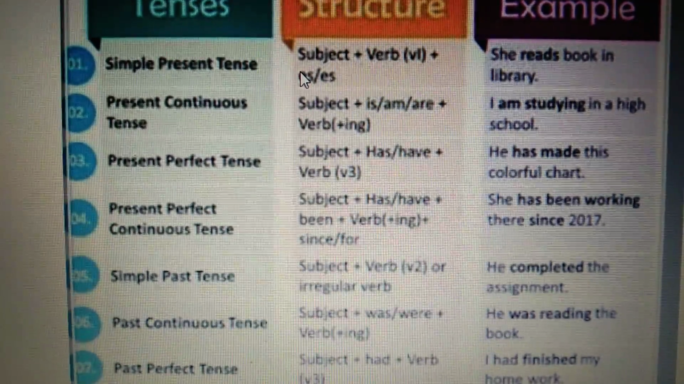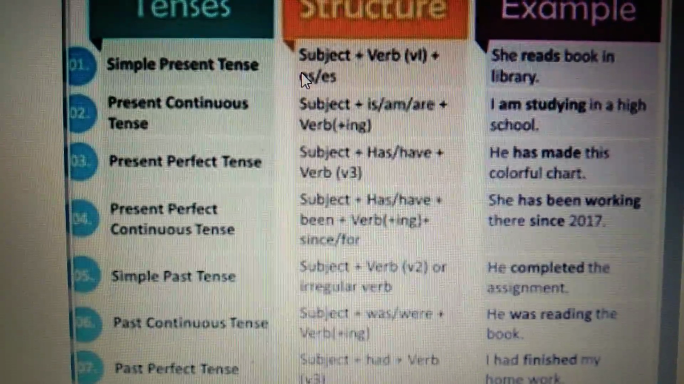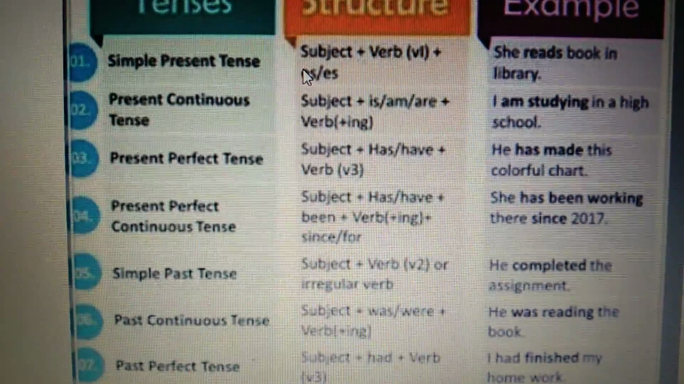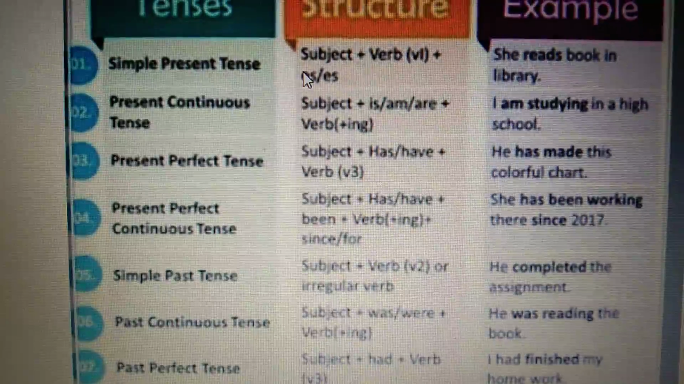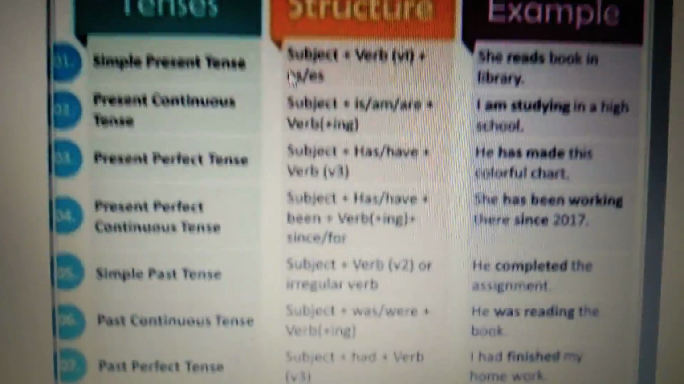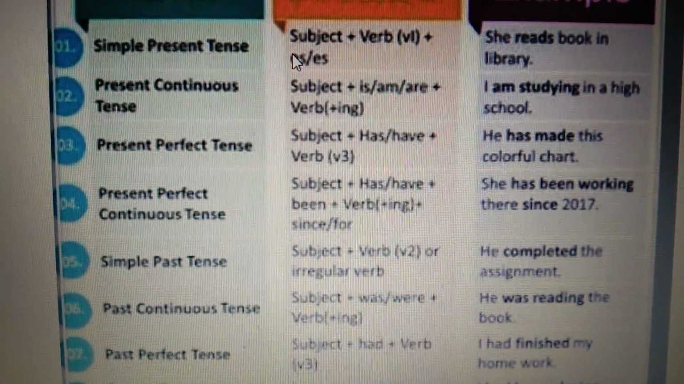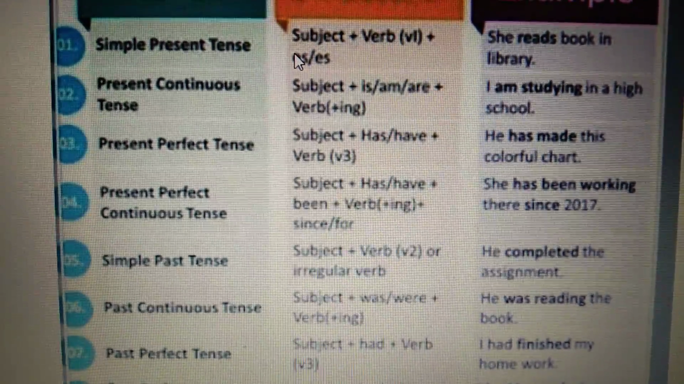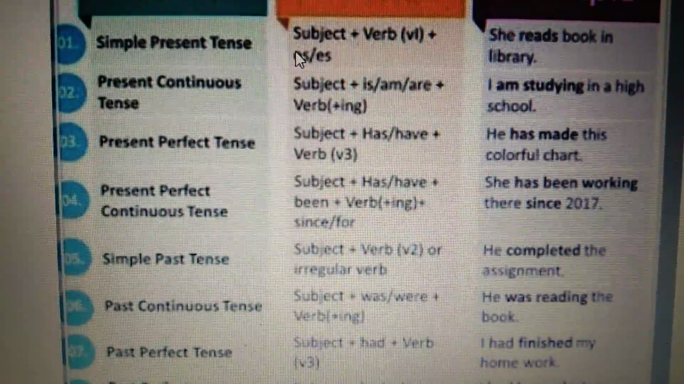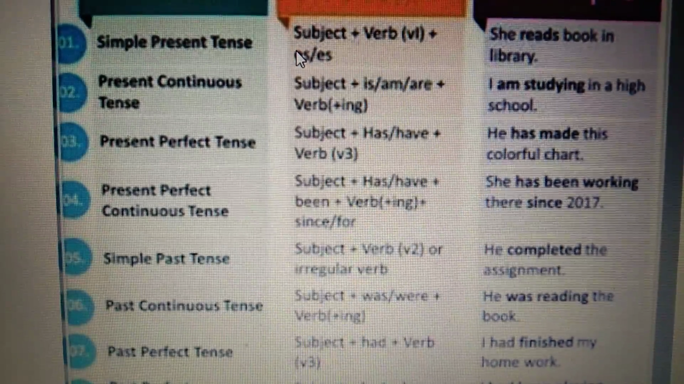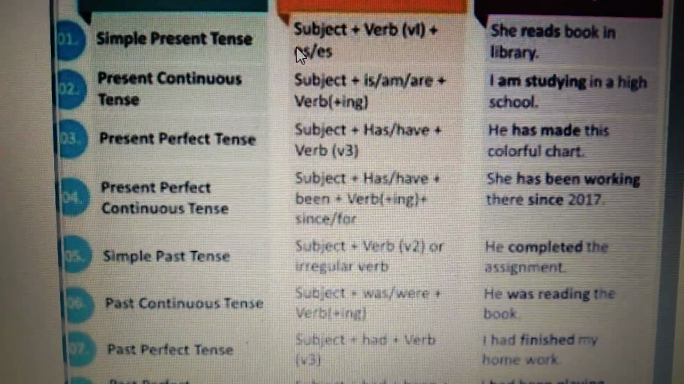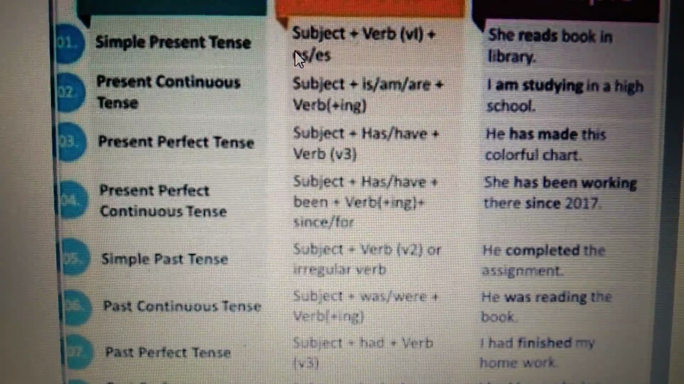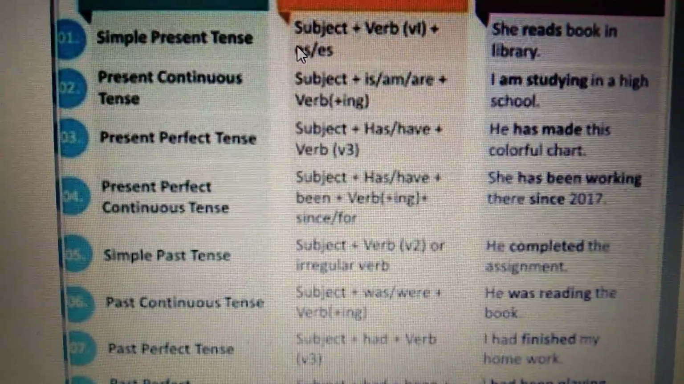For example, I am studying in a high school. This is an assertive sentence, a simple sentence. When we change it into negative, then we add not after the helping verb. I am not studying in a high school. And to change into interrogative, we will bring the helping verb to the start of the sentence. Then it will be, am I studying in a high school?